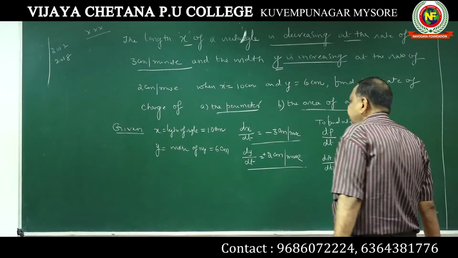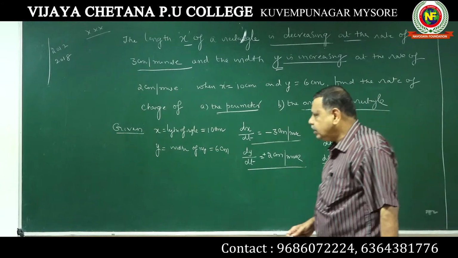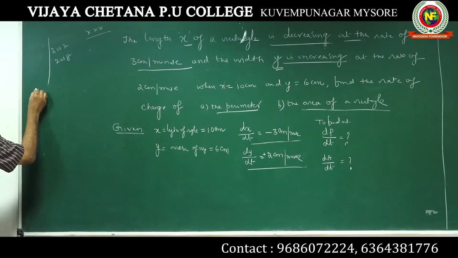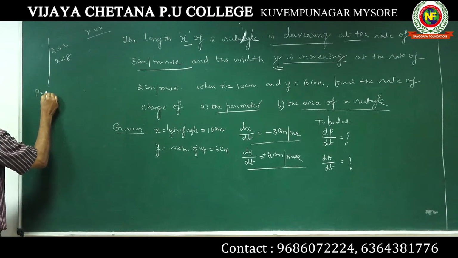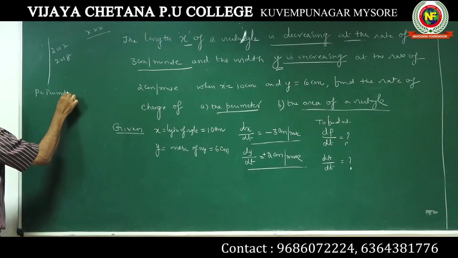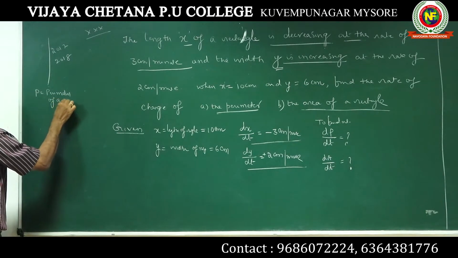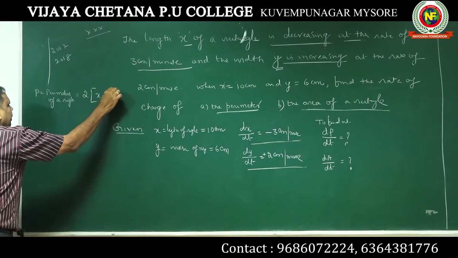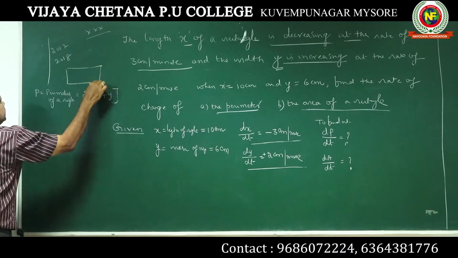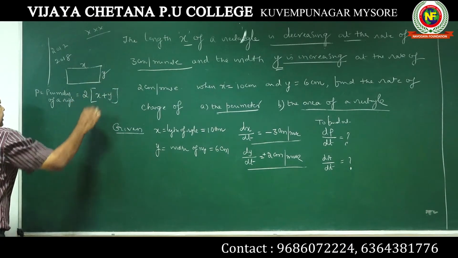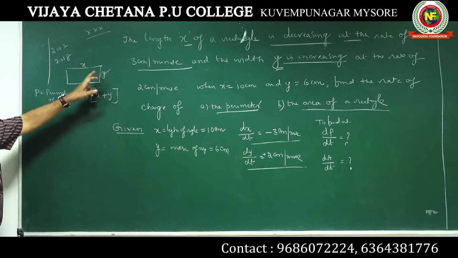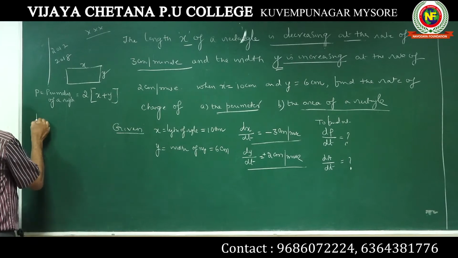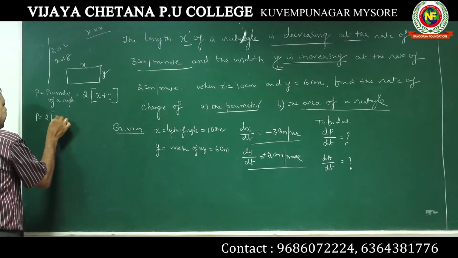Now we shall go for perimeter. What is the perimeter of a rectangle? I will do it here. P is the perimeter of a rectangle. Anybody tell me? It is 2 into x plus y. A rectangle is there like this. This is your x, this is your y, this is width and this is the length. 2 into x plus x, y plus y. Perimeter is 2 into x plus y. So P is equal to 2 into x plus y.